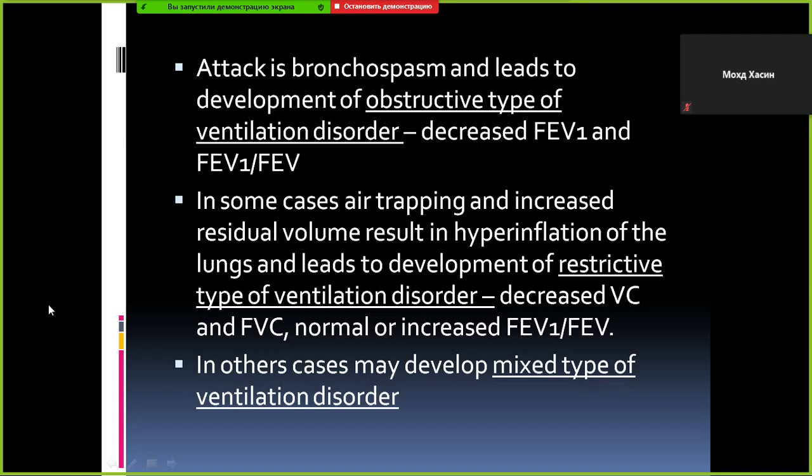In some cases, air trapping and increased residual volume result in hyperinflation of the lungs and lead to the development of a restrictive type of ventilation disorder. This type is characterized by decreased vital capacity, decreased forced vital capacity, and a normal or even increased ratio of FEV1 to forced vital capacity. And in some cases there may be a mixed type of ventilation disorder. It means that all parameters will be decreased. Mixed type means the combination of obstructive type and restrictive type.